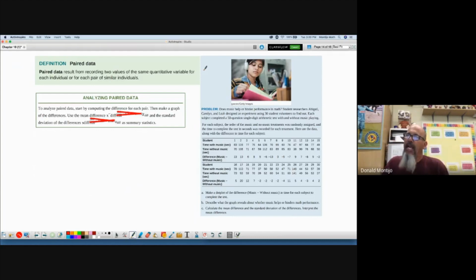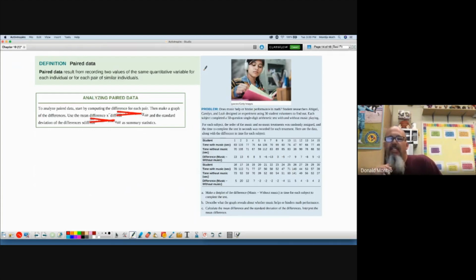Analyzing paired data. To analyze the data, start by computing the difference for each pair. Then make a graph of the differences because we always graph the data after we first meet it. Use the mean difference, x bar, and the standard deviation of the differences, s of difference, as your summary statistics. We're not going to work through this whole problem, but we're trying to see how fast you can do your math work while listening to music. Does listening to music hinder your ability to perform in mathematics?